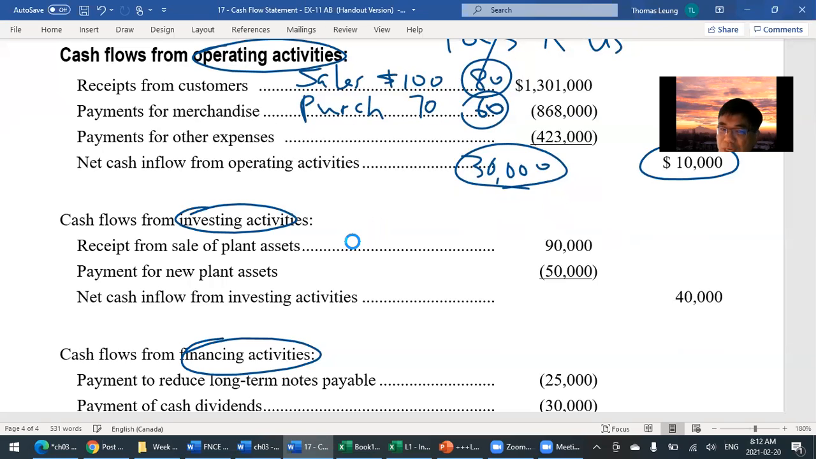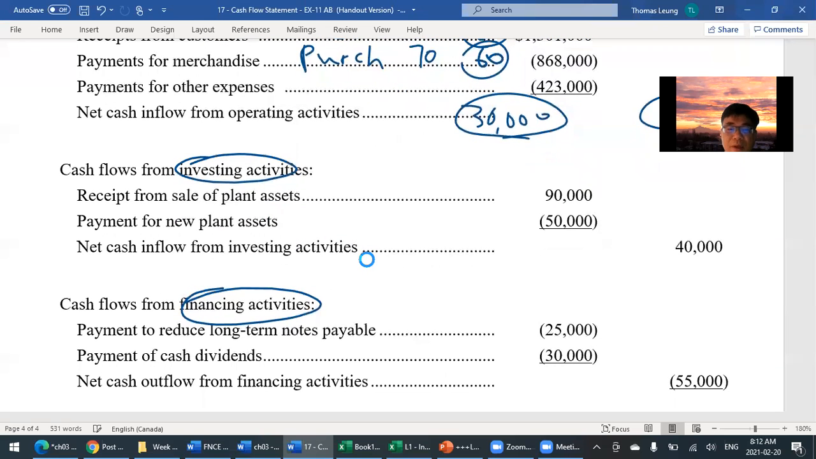So you know more about your investment: how much you pay to buy new investment, and how much you receive by selling old investment. You may buy, you may sell. Now you know how much you pay when you buy, and how much you receive when you sell. That's investing activities.